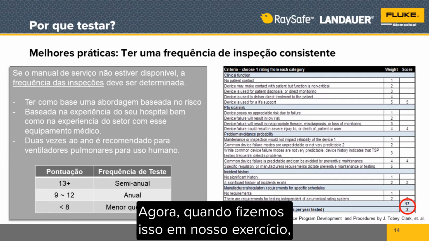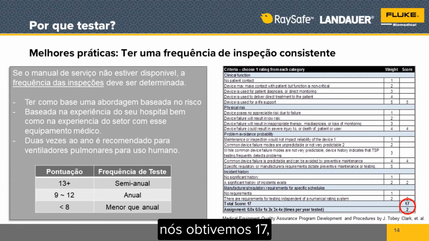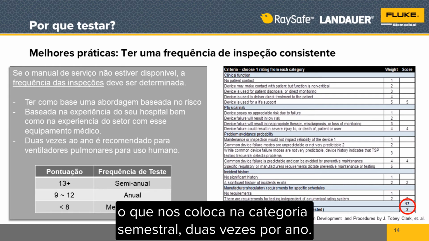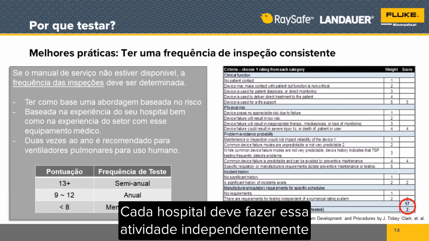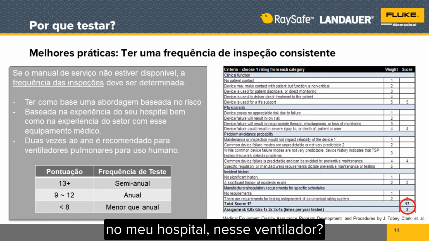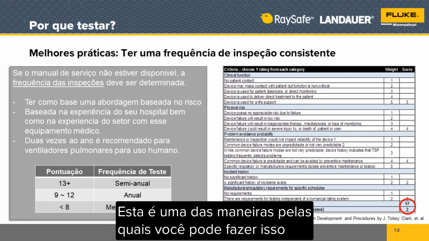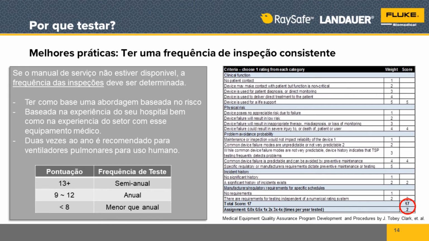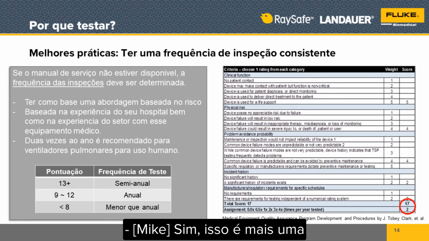Now, when we did this in our exercise, we came up with 17, which puts us in the semi-annual or twice a year category. But each hospital should do this independently to figure out what's the right periodicity for testing in my hospital on this ventilator. And this is one of the ways that you can do that in a quantitative way. Yeah, this is a very quantitative approach to it.